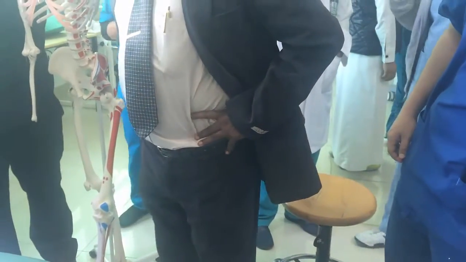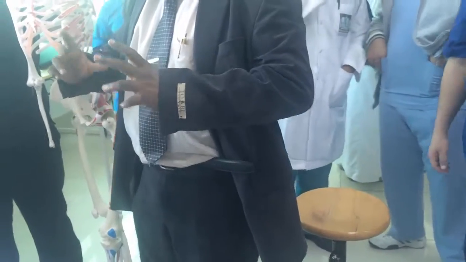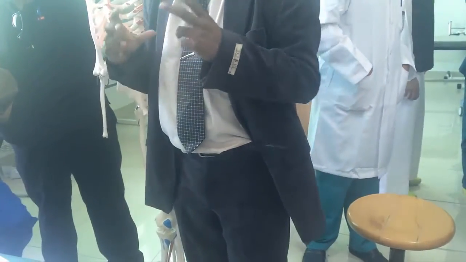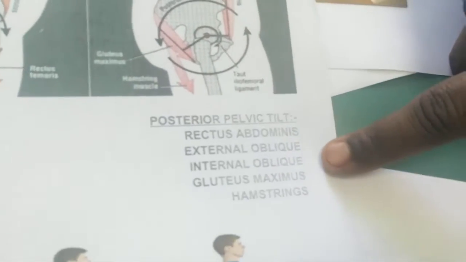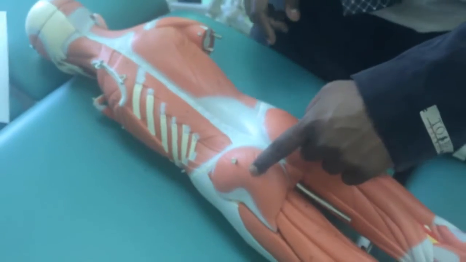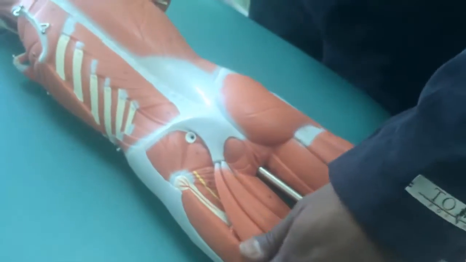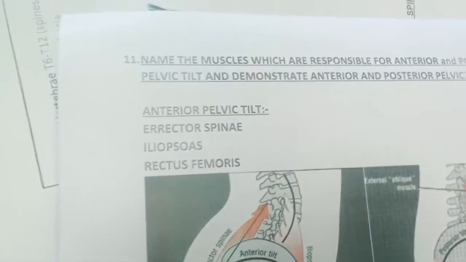Now, the movements of the pelvis: anterior tilt and posterior tilt. The muscles which do posterior tilt: rectus abdominis, external oblique, internal oblique, gluteus maximus, hamstrings. See, this is gluteus maximus, and these are the hamstrings. So gluteus maximus, hamstrings, external oblique, internal oblique, rectus abdominis together will do posterior pelvic tilt.